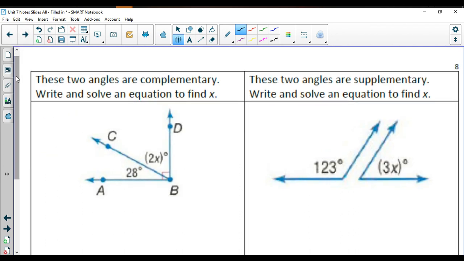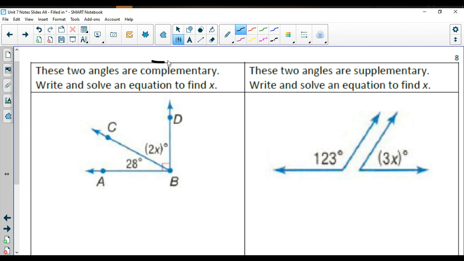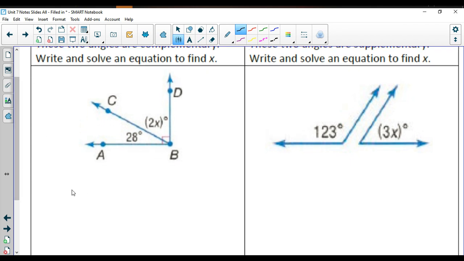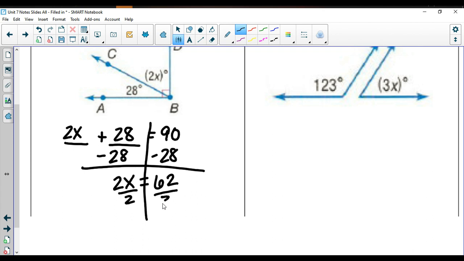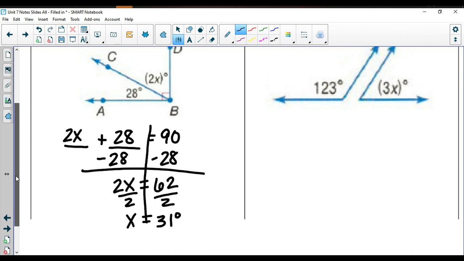On the next page, page 8, these two angles are complementary. Write and solve an equation to find x. Complementary means that we're adding up our two angles and it's got to equal 90. So we're going to write a blank plus a blank equals 90 here. My first angle I see is 2x. The other angle is 28. So I'm going to add these and solve my equation. Subtracting 28 on both sides leaves me with 2x is equal to 62. Dividing through by 2 to get the x all by itself, I get 31 degrees for x.